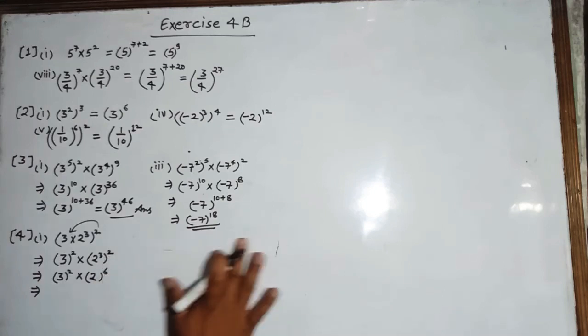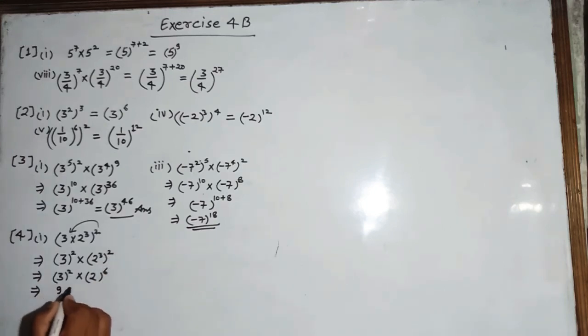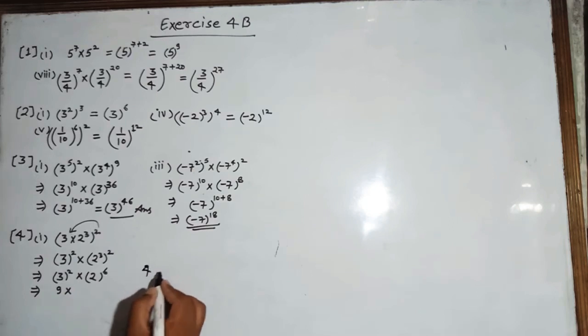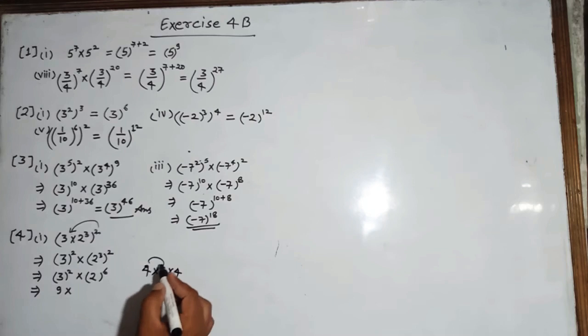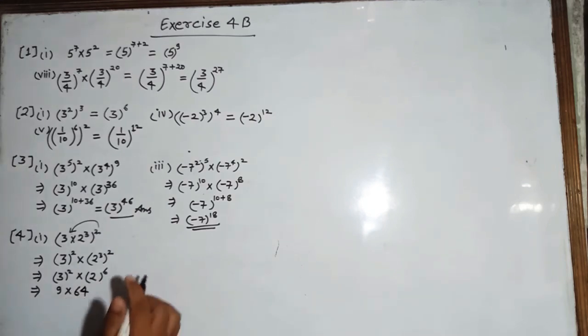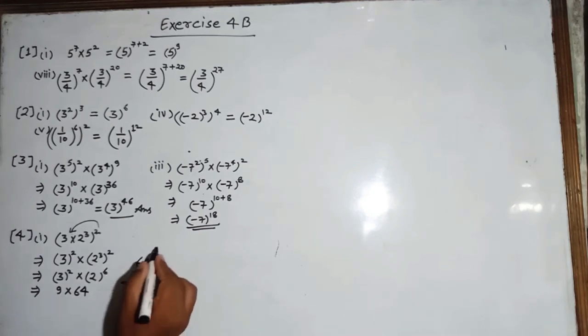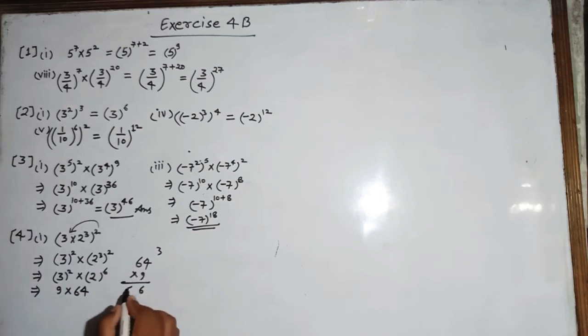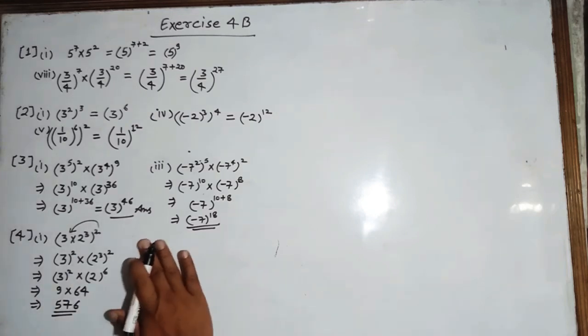So it will be equal to 3 threes are 9, into 2 to the power 6. 2 twos are 4, 4 twos are 8, and so on: 2 to the power 6 is 64. So our answer will be 64 into 9, which is 576. This will be our answer.